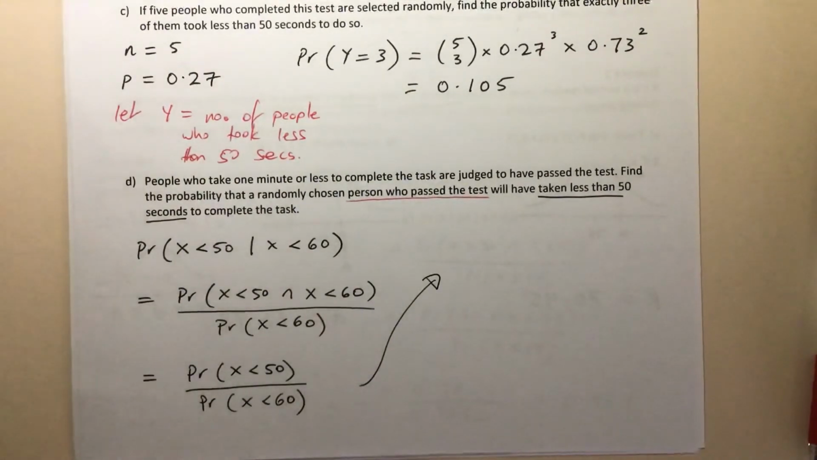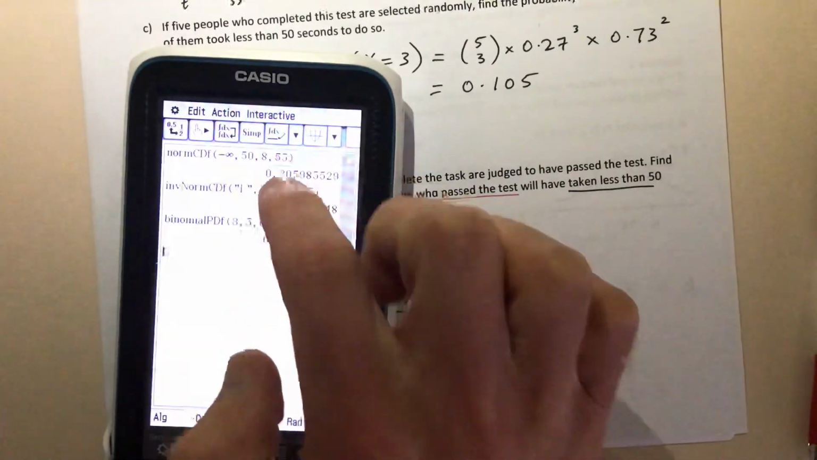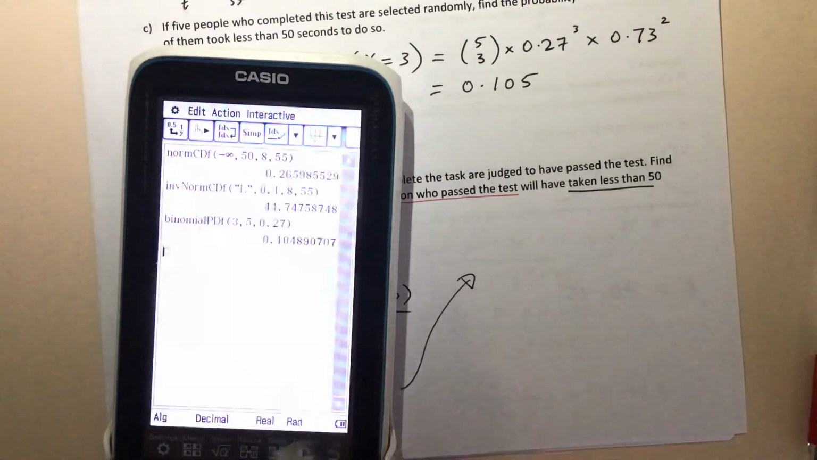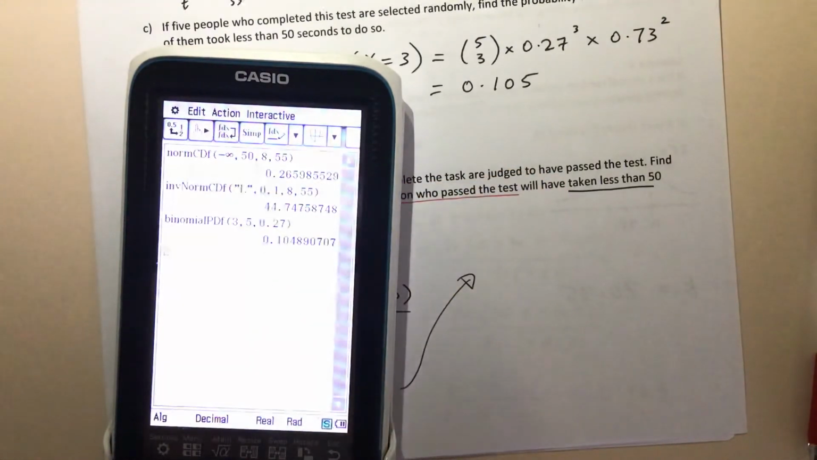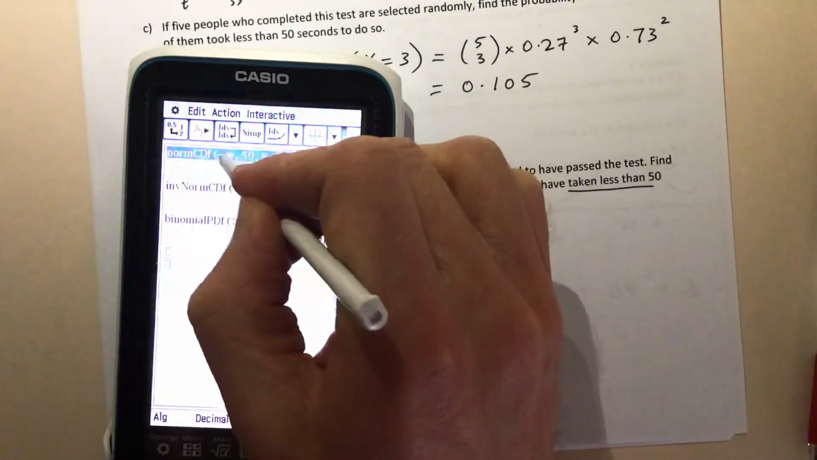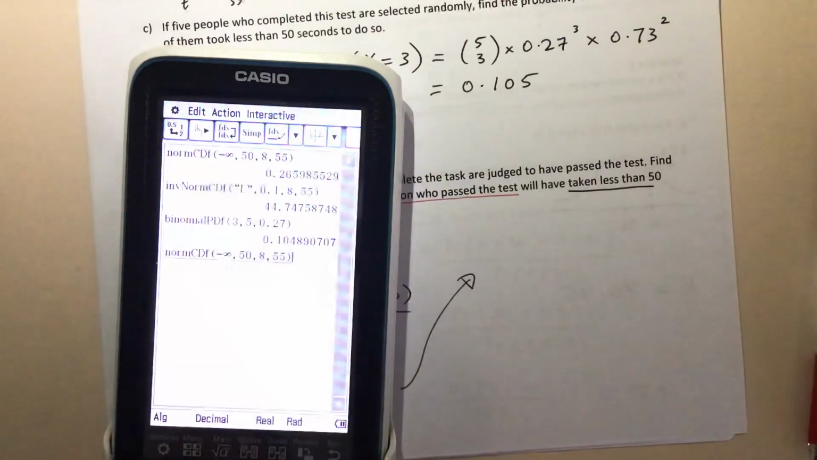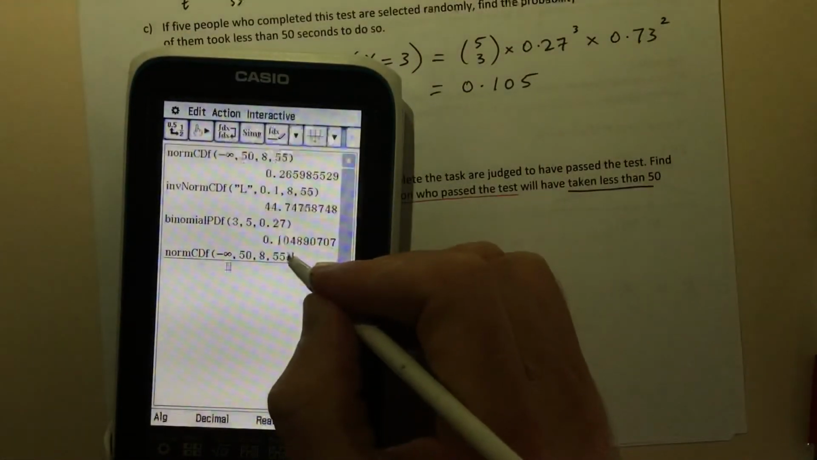Okay, and we can get both of those probabilities using norm CDF. We actually already have the probability that it's less than 50. That was the first thing we calculated. So we could do something like this. We can get the fraction template there. Here's my calculation that gives me the probability that we're less than 50, and that's the thing that had to go on top. On the bottom, I just want the probability that's less than 60.